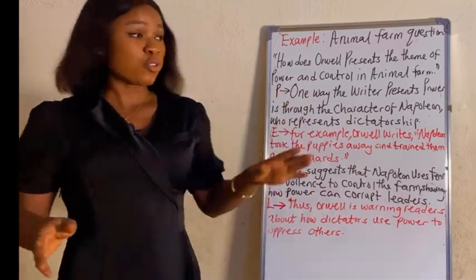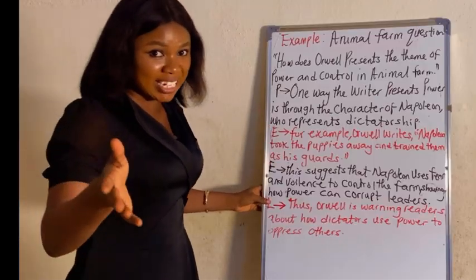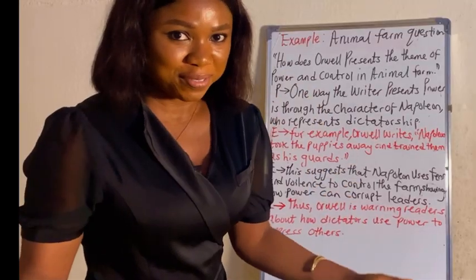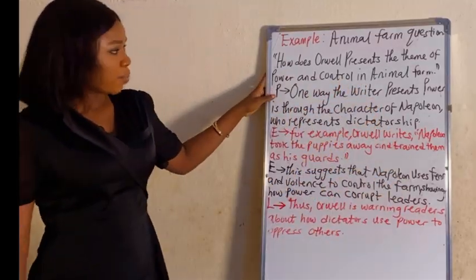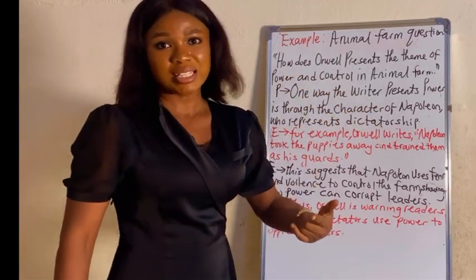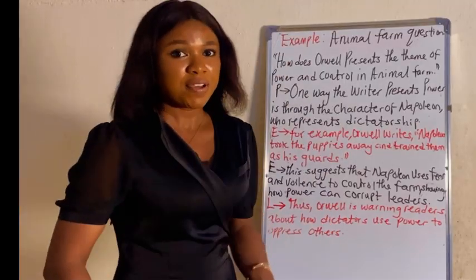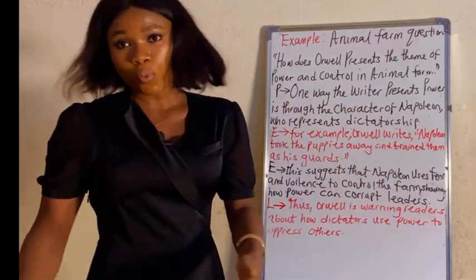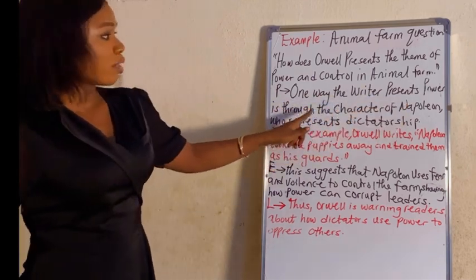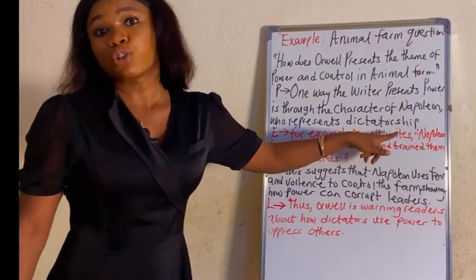We're going to be looking at this example using our point, evidence, explanation, and link. We are going to see how we're going to answer this question using the PEEL paragraph. Let's pay attention. So we have the P, and remember the last time we said we can start our sentence with what? One way the writer uses. We can say the writer effectively uses, but I'm going to be using the one way the writer presents. So one way the writer presents power is through the character of Napoleon, who represents dictatorship.